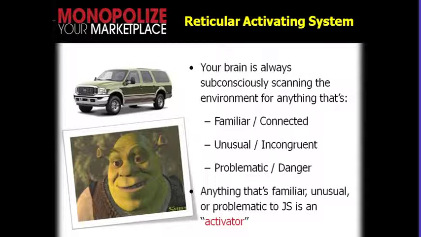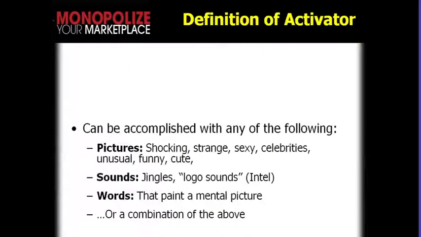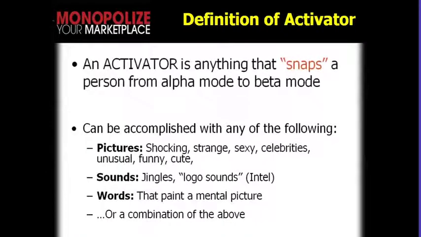Anything that's familiar, unusual, or problematic to JS, JS is John Smith, that's your prospect, is what we call an activator. So we've got to put this into marketing. Now, an activator is anything literally that snaps a person from alpha mode into beta mode, okay? And it can be accomplished with pictures, sounds, or words. If you're in print media, you're kind of limited to pictures and words. Sounds would be more for radio or television, maybe some things online. But there are different ways that you can break this pattern.